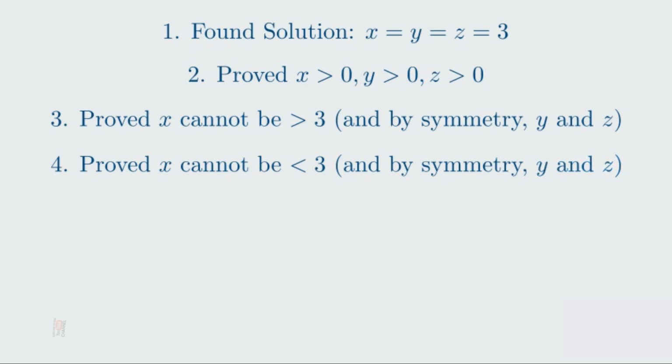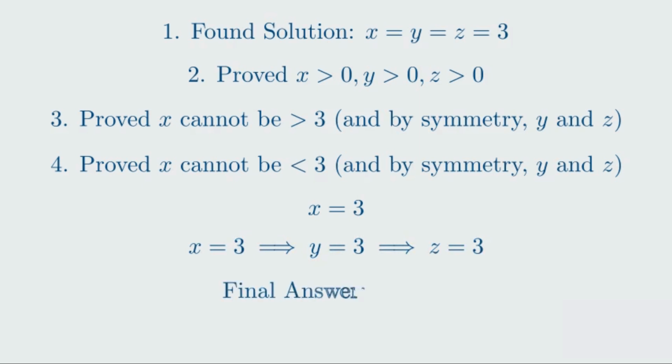So, if x cannot be greater than 3, and x cannot be less than 3, what must x be? The only remaining possibility is that x must be exactly equal to 3. Since the system is cyclic, this implies that y must also be 3 and z must be 3. This proves that the only real solution to the cyclic polynomial system is the one we found at the very beginning. The unique real solution is (3, 3, 3).